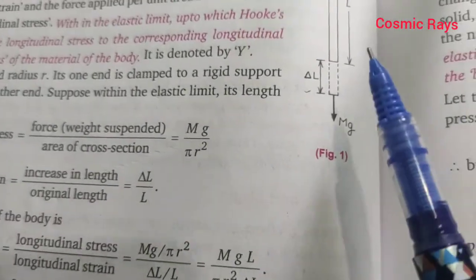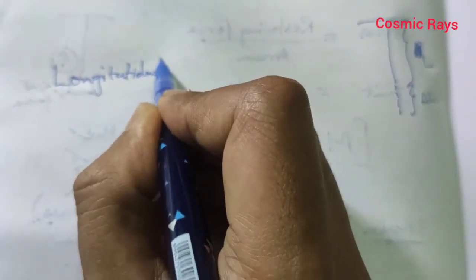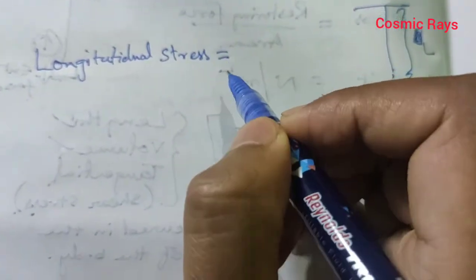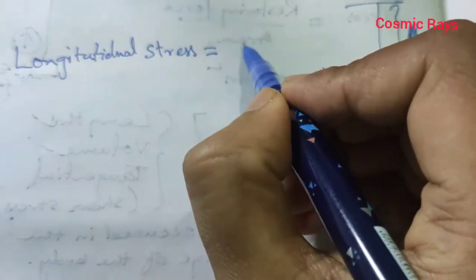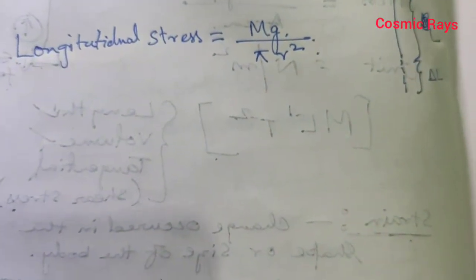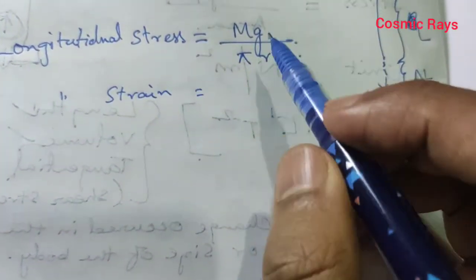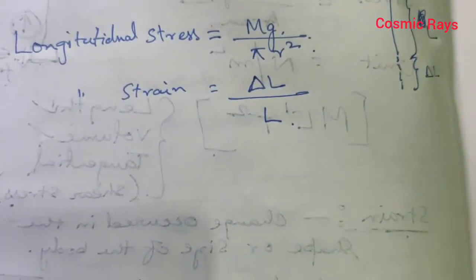So if this is the case, then longitudinal stress is given as force upon area. So force is nothing but mass into acceleration due to gravity, and the area is pi r square. And when we talk about longitudinal strain, then that is nothing but change in length upon original length.